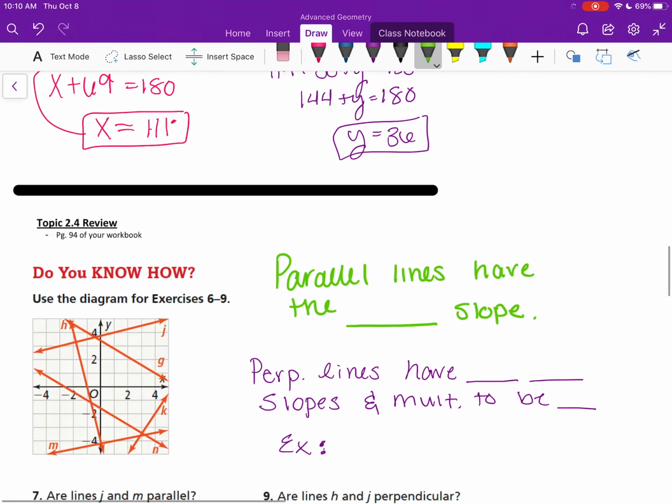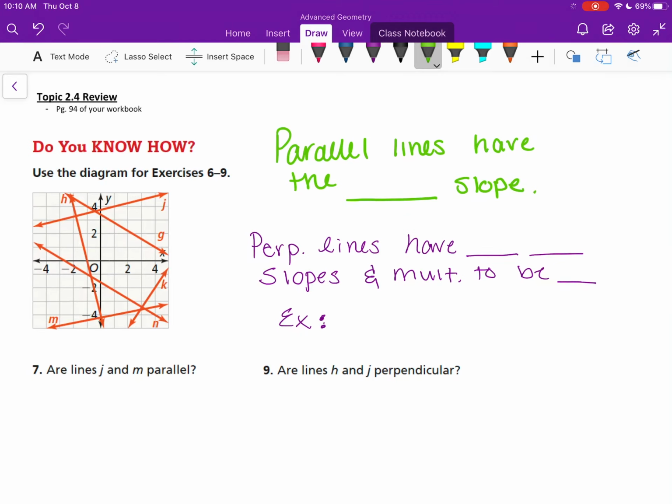Our last section was section 2.4, which you can turn to page 94 of your workbook. And it was about parallel and perpendicular lines. We learned that parallel lines have the same slope, exactly the same, and perpendicular lines have what we call opposite reciprocal slopes, and they multiply to be -1.